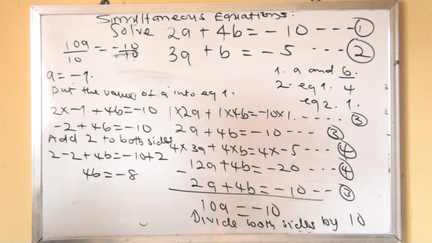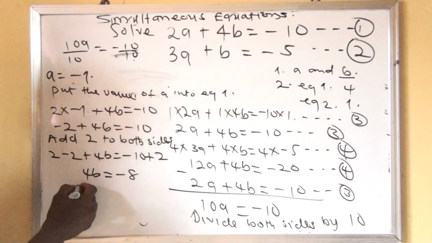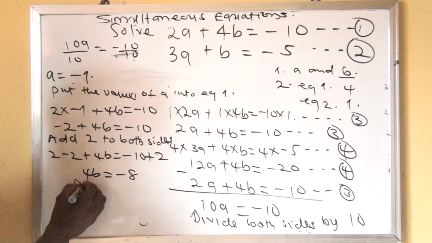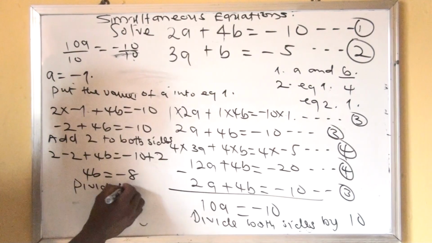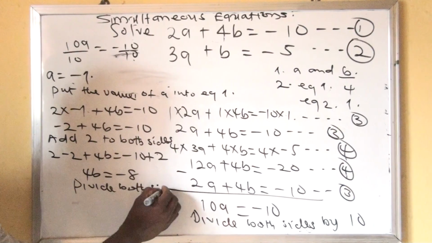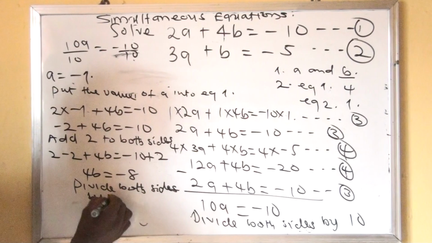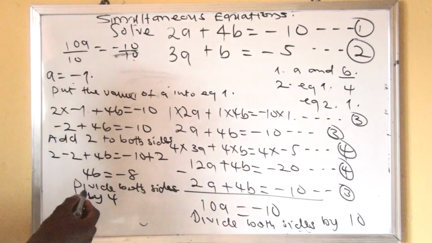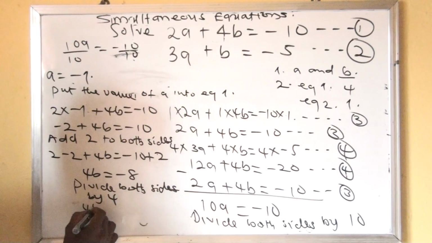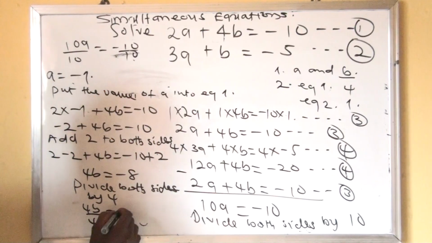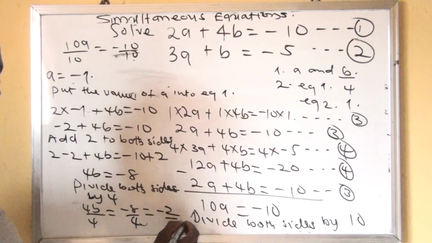And the next thing is for us to divide both sides by 4. That is the coefficient of b. So here we have 4b divided by 4 is equal to minus 8 divided by 4. And that will give us minus 2.